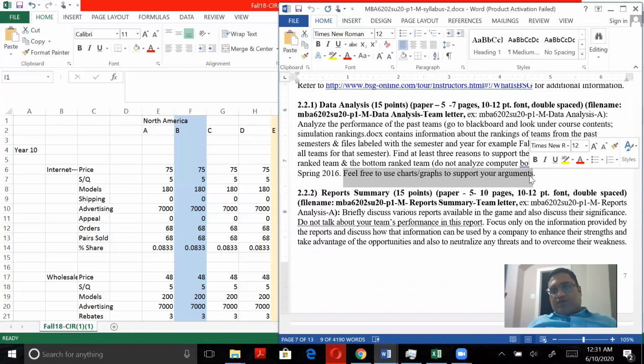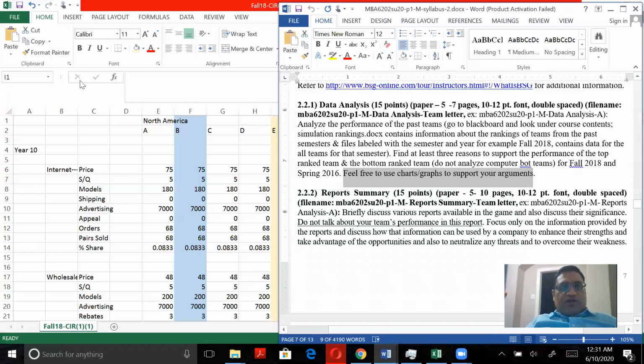So this is 5 to 7 pages, and again, people ask me, is the front page or the title page included? No, it's not included. So 5 to 7 pages, minimum is 5 pages. Make sure you include charts and graphs. Since it's a data analysis, you definitely should have charts and graphs to support your analysis. Okay, so that's it for data analysis.